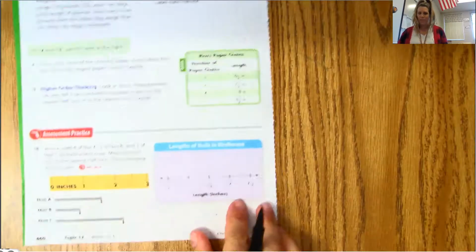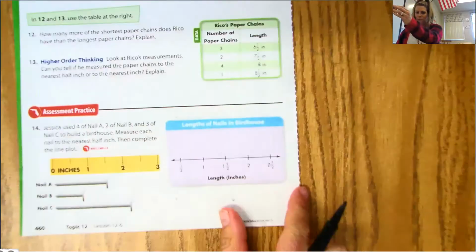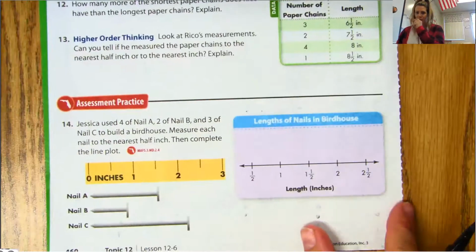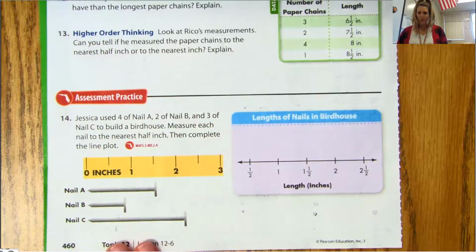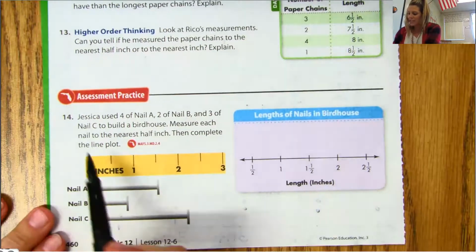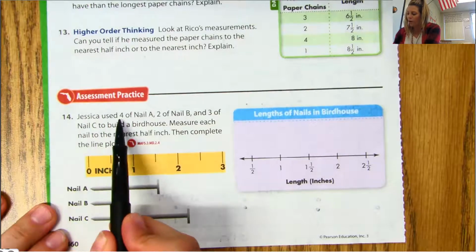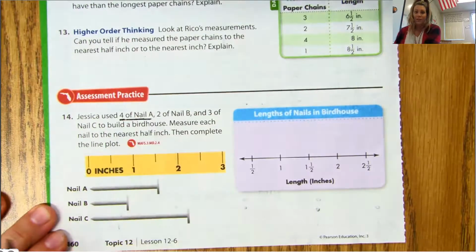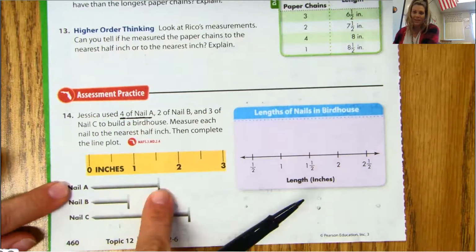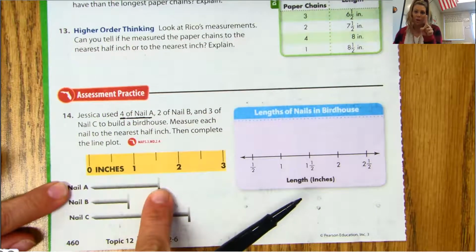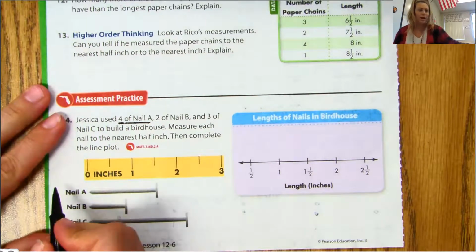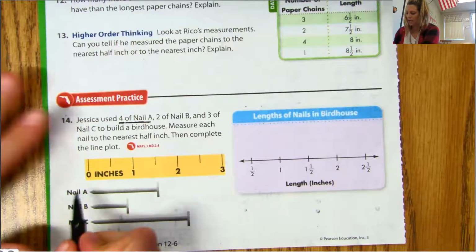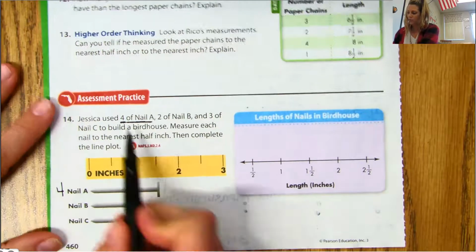I would like you to turn over the page and look at number 14. Okay? They try to trick us here. So let's read it and think about what they're really asking us. Jessica used 4 of nail A. So when we measure nail A, we can't just count it as 1. We have to count it as how many plots? 4. I'm just going to go ahead and put a little 4 next to my nail A. All right, so that was 4 for nail A.